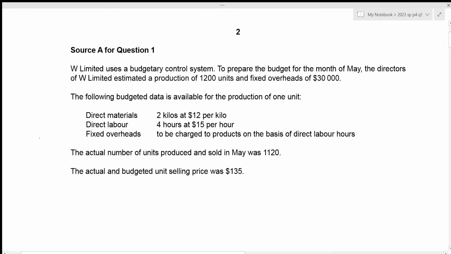And in the previous paper 3 we used to have 6 questions, each of 25 marks, 4 of them related to financial accounting whereas the 2 of them related to cost and management accounting. And now paper 4 is made up of those 2 questions which were related to the cost and management accounting.